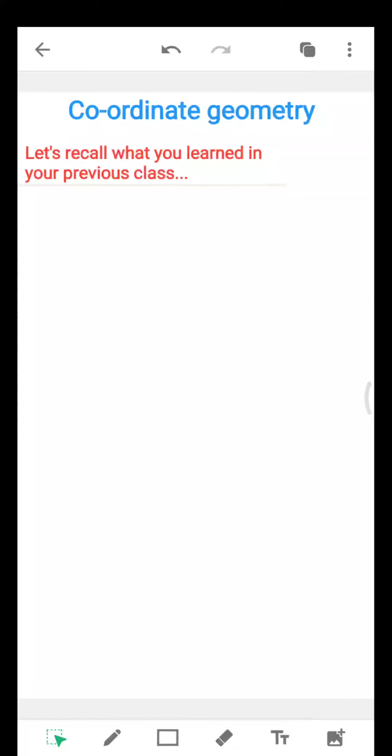Welcome back everyone. In today's session we are going to see the introduction of coordinate geometry and we are going to recall what you learned in your previous class from coordinate geometry. Hope you all remember the chapter coordinate geometry which you learned in ninth class. Okay, so let's recall and proceed with the coordinate geometry of 10th class.